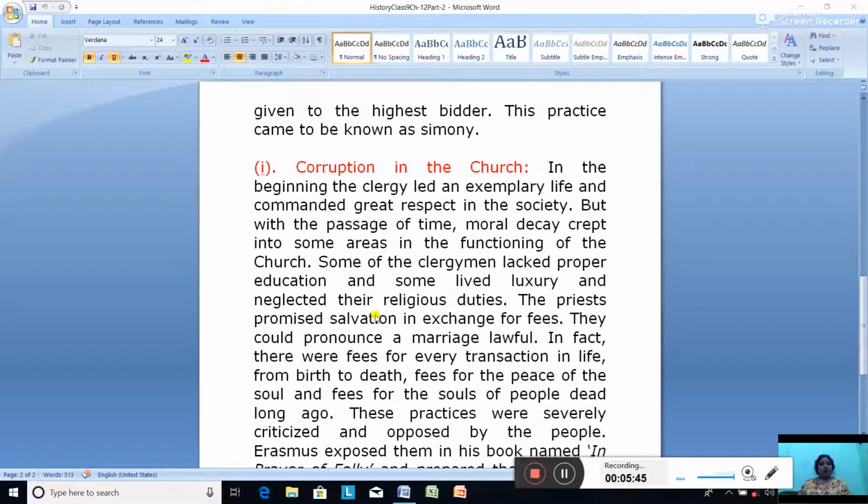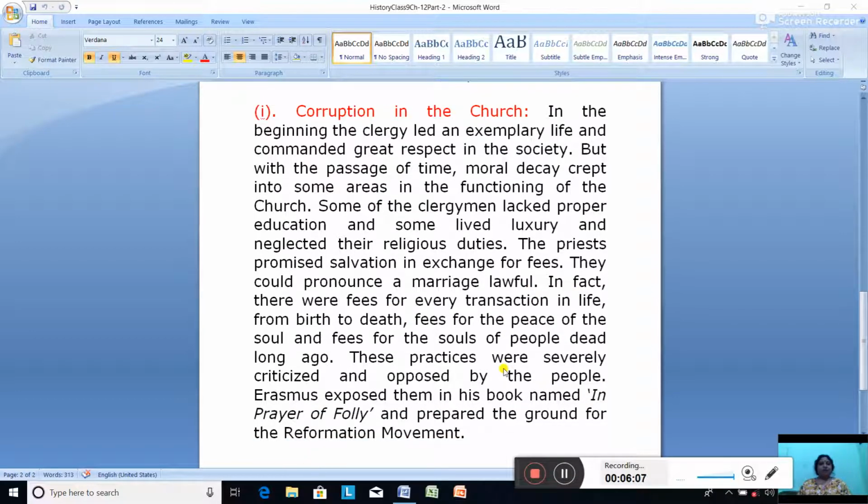The priest promised salvation in exchange for fees, meaning for everything they started taking money. The priest became very powerful. They could pronounce a marriage lawful or unlawful. In fact, there were fees for every transaction in life, from birth to death, fees for peace of the soul and fees for the souls of people dead long ago. These practices were severely criticized and opposed by the people. Erasmus exposed them in his book The Praise of Folly and prepared the ground for the Reformation.